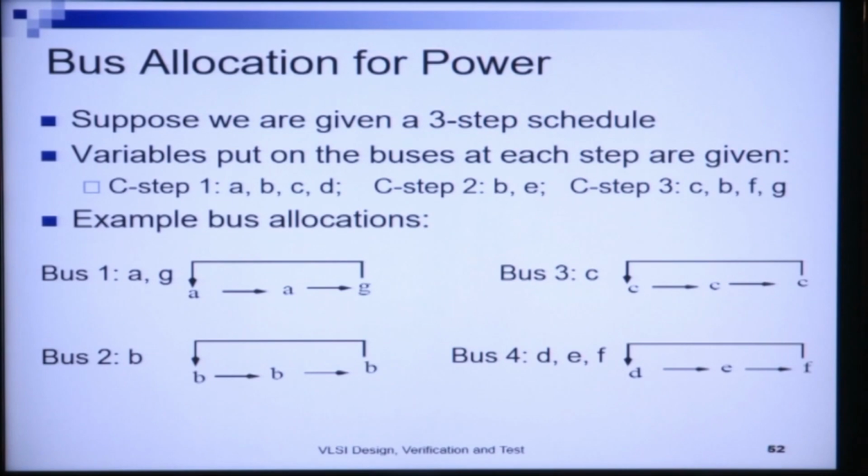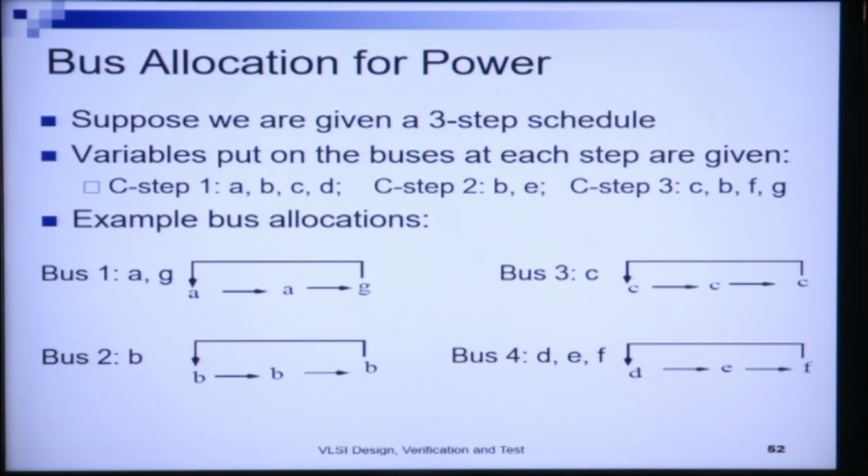Because the maximum number of variables that are put in a single time step is 4, we at least require 4 buses, right? And let us assume an example bus allocation here. In these 4 buses that we require, let us assume that bus 1 has been allocated variables A and G, bus 2 has been allocated variable B, bus 3 has been allocated variable C, and bus 4 has been allocated variables D, E, F.